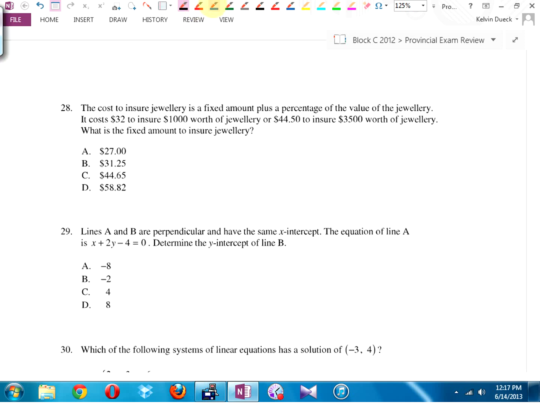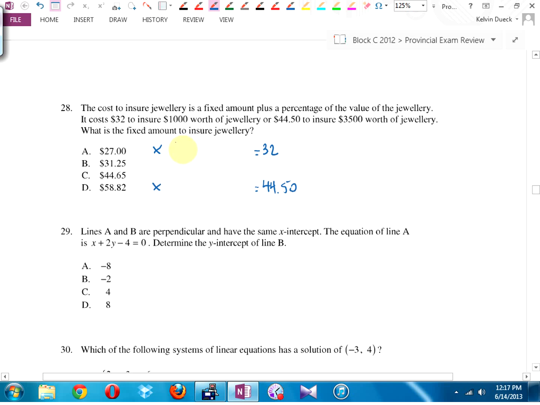Read to me at the beginning, Ben. The cost to insure jewelry is... Is. You know what? I think in both of our equations there's going to be an is, and on the right-hand side is going to be the cost. I could put it on the left-hand side, but both of the equations are going to be the cost is... what? A fixed amount. There's some amount always.